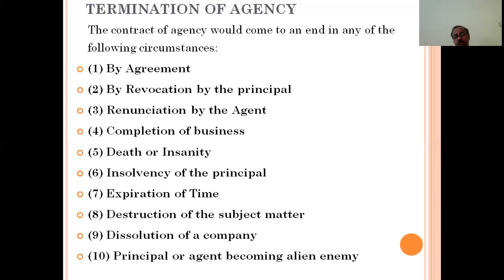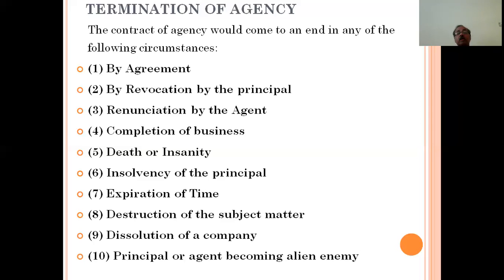Then destruction of the subject matter. We created this contract of agency for some object, where we have to deal with some material, something like that. Whenever the subject matter of the contract of agency comes to an end, due to tsunami or earthquake or some natural calamities, suppose that material or subject matter of the contract is destroyed, we can say that the contract of agency automatically ceases to exist.